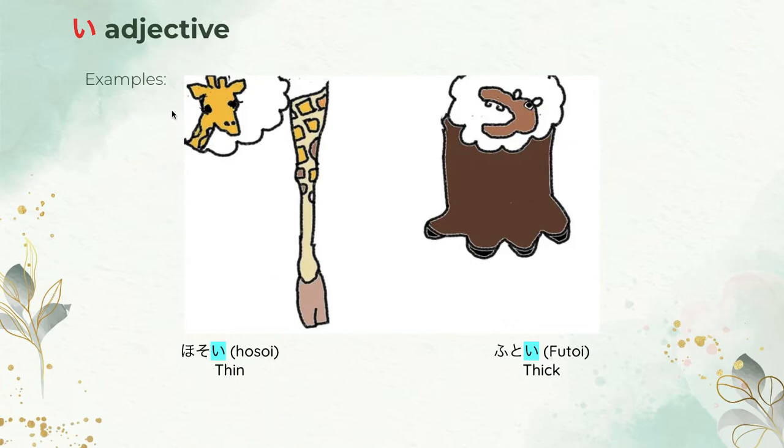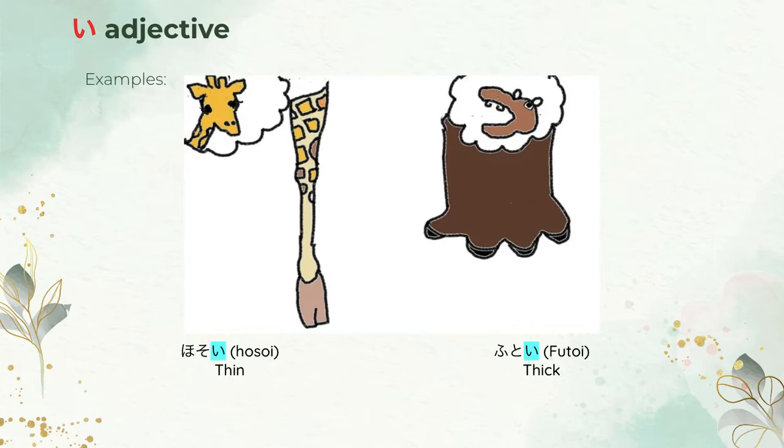Now let's look into the image. This one has the face of the giraffe. So let's try to use this as an example to combine and create adjective plus noun. If I wanted to say thin giraffe, it would be hosoi kirin.